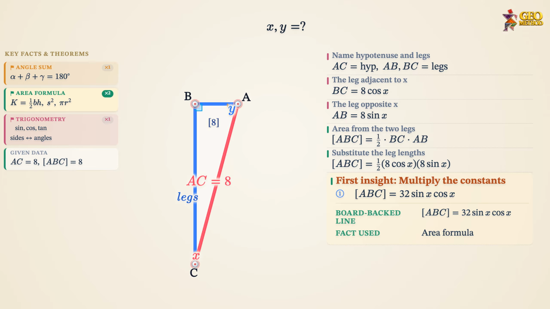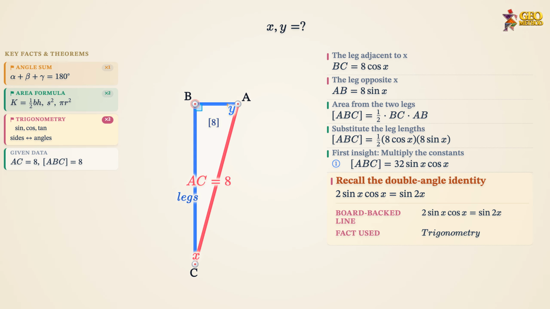Our first insight is this. Gather the numbers first. 1/2 of 8 times 8 is 32, so the area simplifies to 32 sine x cosine x. Here the double angle identity helps. 2 sine x cosine x is exactly sine of 2x, a single cleaner angle to work with.